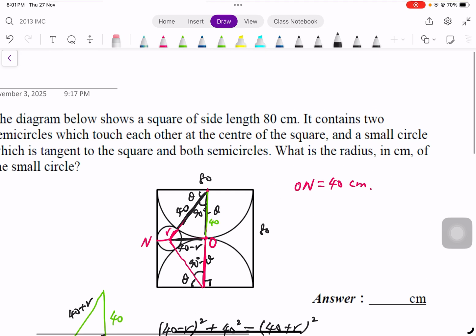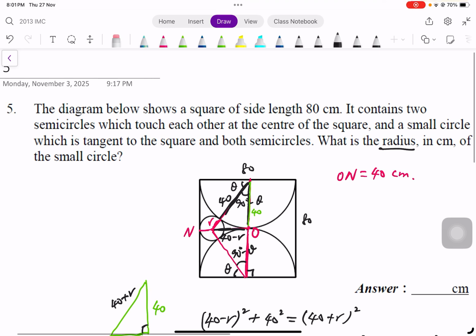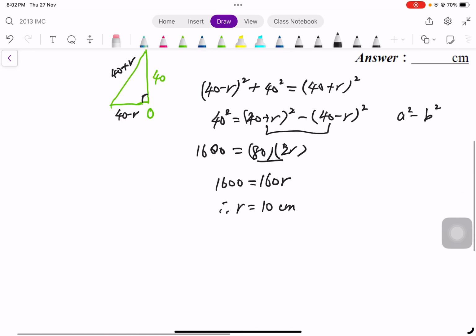That means the radius of the small circle is actually equal to 10 cm. Right? Yeah, that's it.